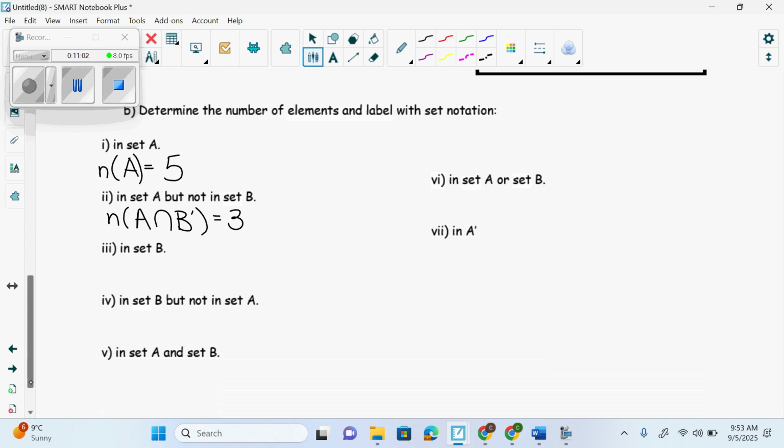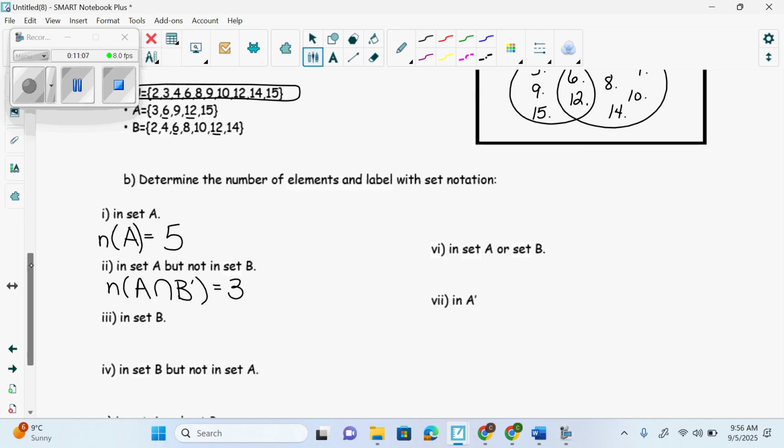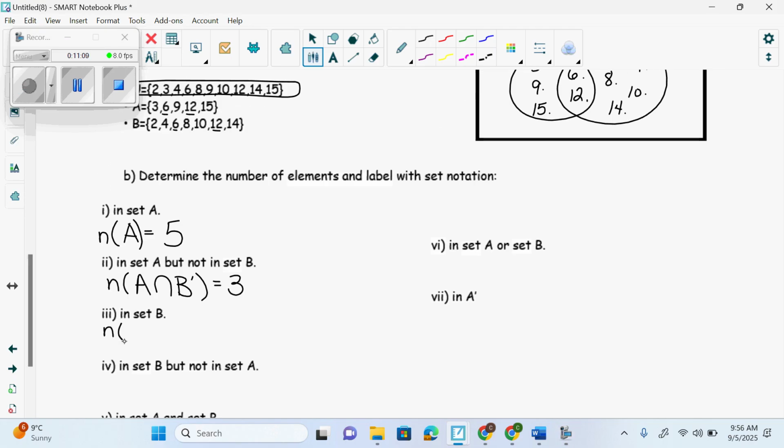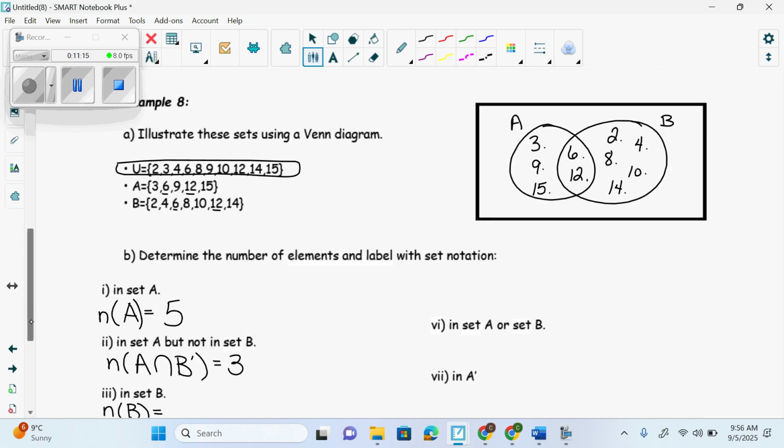You guys try the rest. Go quick. So in set B, we'd go N of B. Is that B only? Is that B and not A? Or is it just B? B. So we count the ones in B. You should have 7: the 5 on the outside and the 2 overlapping.